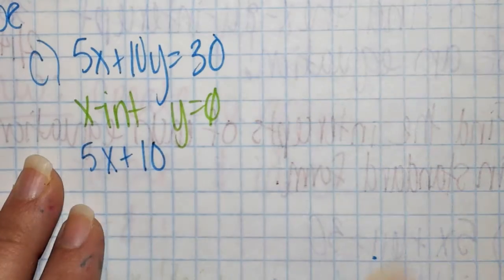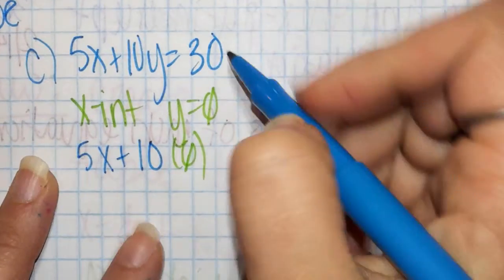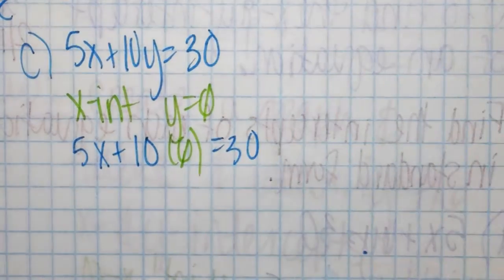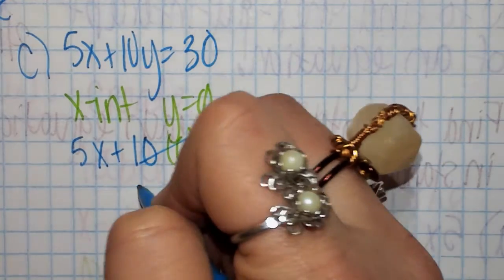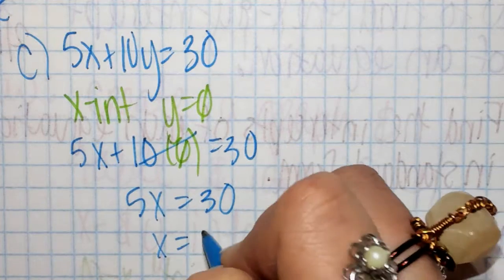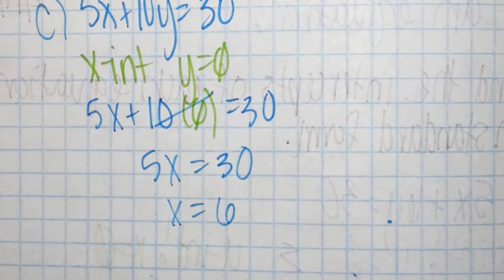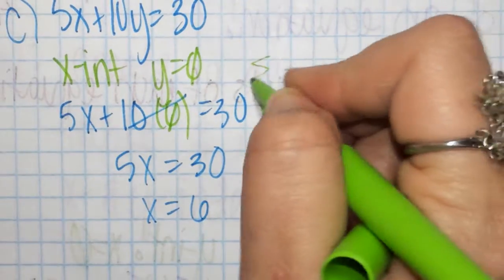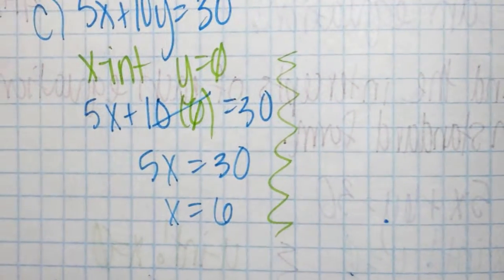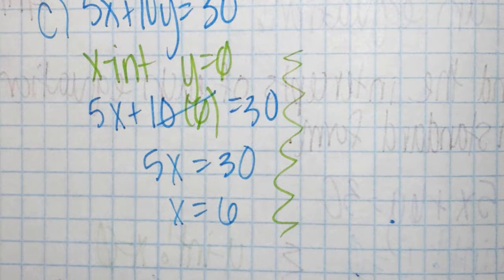Alright, so for my x-intercept, I plugged in 0 for y. And then I said 5x equals 30. So x equals 6. Yes or no? Yes. Look at us go. For your x-intercept? For your y-intercept? Which one, Henry? You said it's x.